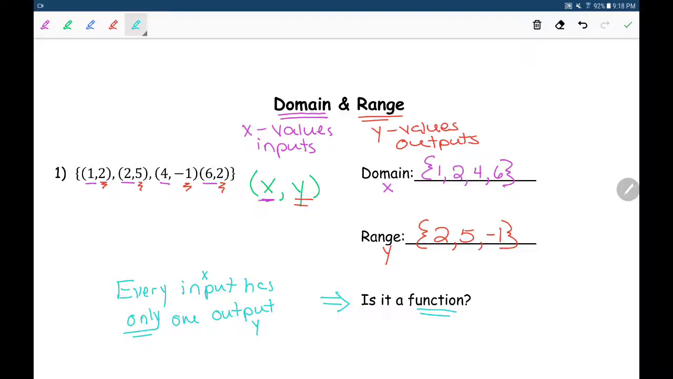So if I look at this and I go back to my x's, 1 goes to 2, 2 goes to 5, 4 goes to -1, and 6 goes to 2. Every single x is different and it goes to a y, so that means that it is a function. What sometimes people like to say is that the x's don't repeat. It's a good way to just check a list of points like that.